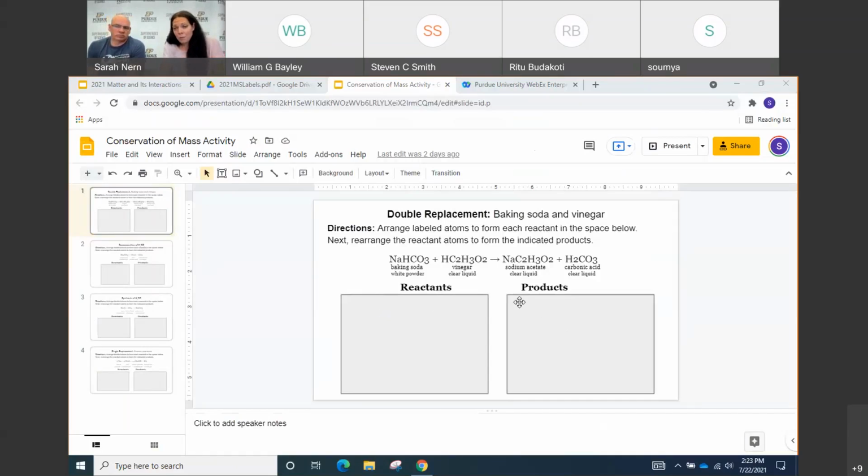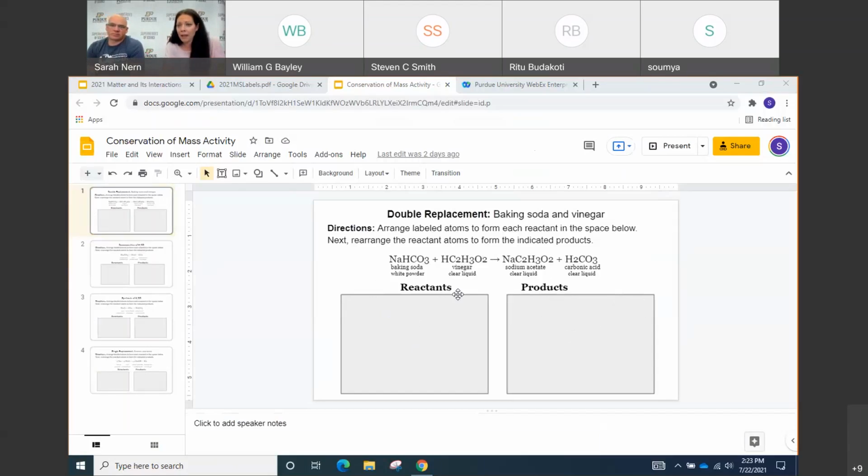And then we're reforming those, making the sodium acetate and the carbonic acid. And so at the end, everything that they had available for the reactants, they've now rearranged to form the products, and they look different. They're in a different arrangement, but they're all used. So we didn't come up with anything new. We didn't lose anything. Mass was conserved in this reaction.